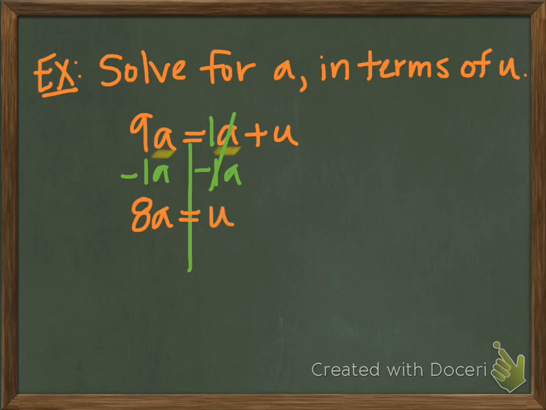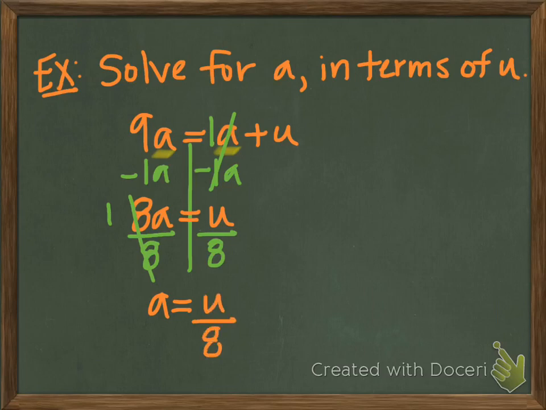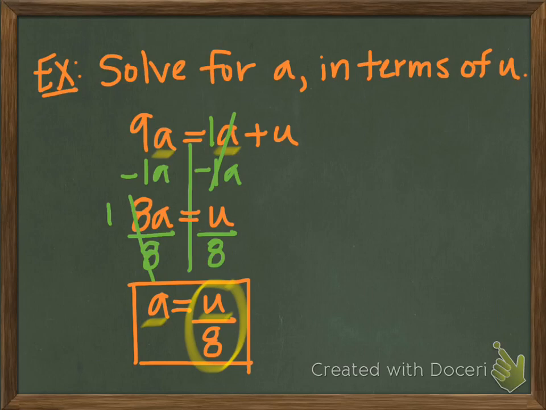Remember, we're solving for a. So now we just have to get rid of that 8, and we'll get rid of that by dividing by 8, just like we normally do near the end. 8 divided by 8 is 1. 1 times a is a, equals, and u divided by 8 cannot be simplified, so we'll leave it as u divided by 8. So we have just solved this equation for a in terms of u.